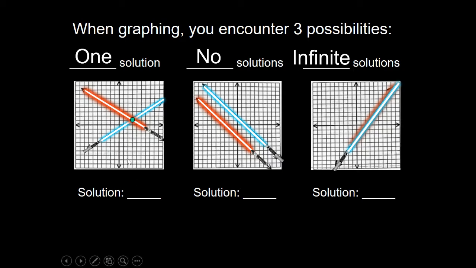So an example of one solution on this would be the point 3, 1. We go to the right 3, up 1. They're only sharing one point, that point 3, 1. That is my solution. And on this one, we know that we would have no solutions because they don't share any points. And here we would have infinite solutions, meaning that every single point is included.